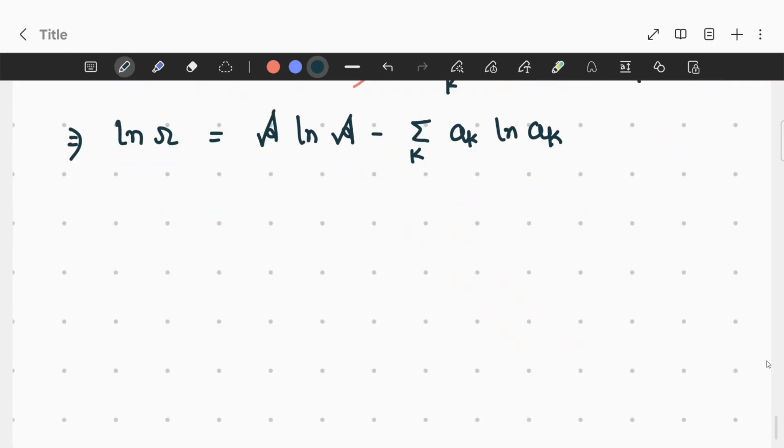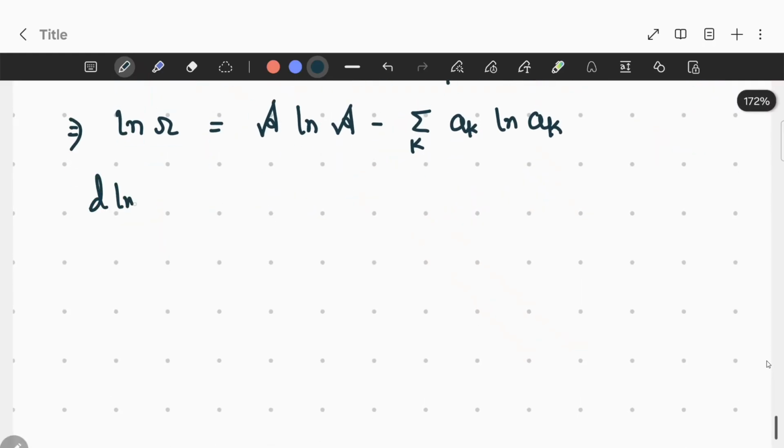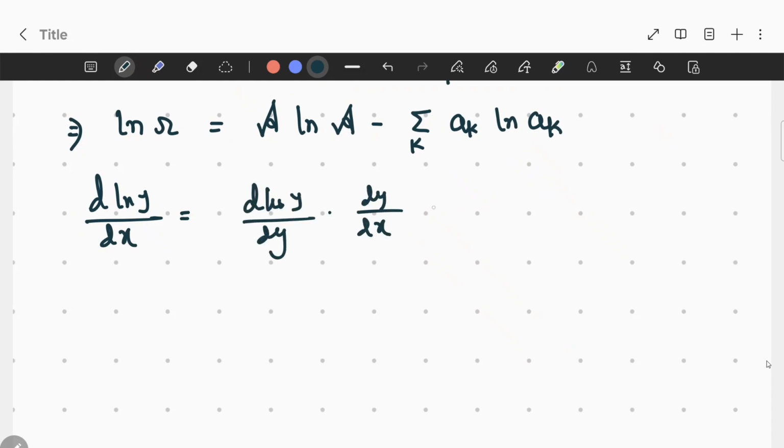When you do d ln y/dx, what does it mean? You can write it as d ln y/dy and dy/dx. So this is 1 by y times dy/dx. So ultimately you are doing this one. ln y does not add some new flavor. But why will we use that? Because the equation will be simplified. Otherwise, the equation will look more complicated. That's why we are maximizing considering ln omega, not the direct omega.